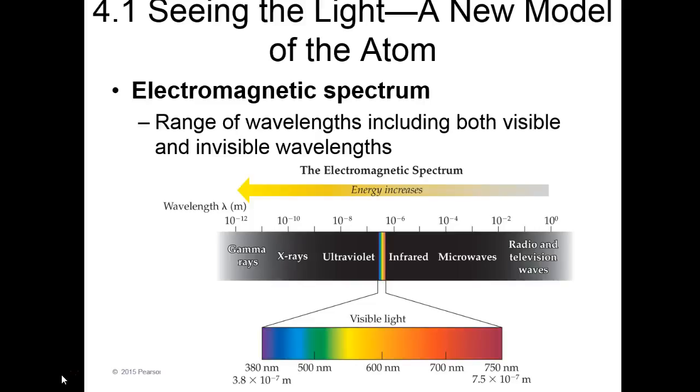There is a very wide width of how many wavelengths there are. You can see we go all the way to gamma rays and all the way up to radio and television waves. But a very small portion of that is actually what we're able to see. The 380 to the 750.